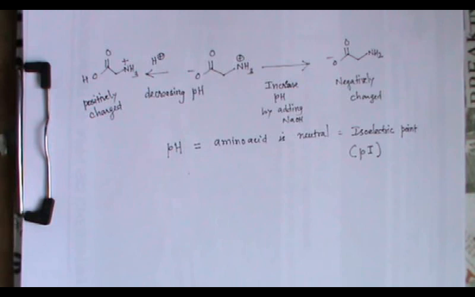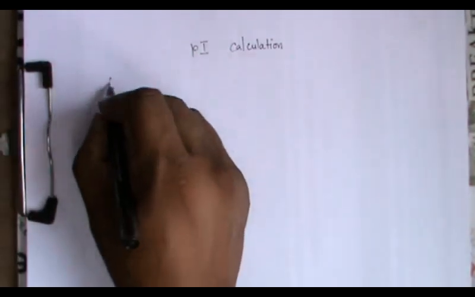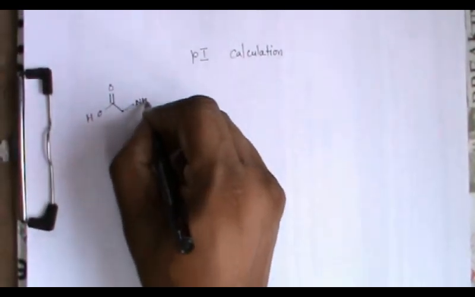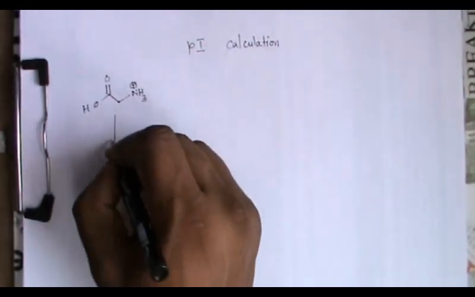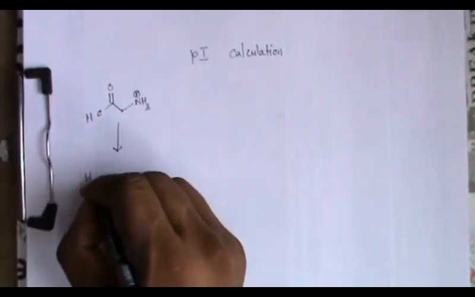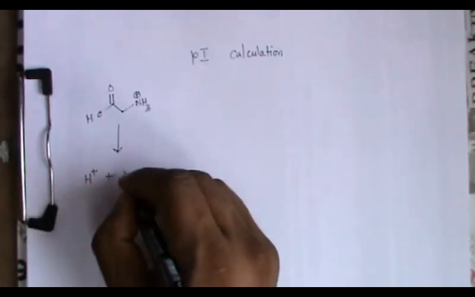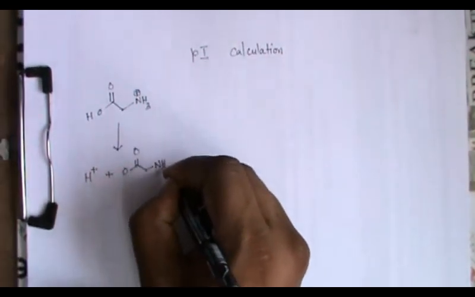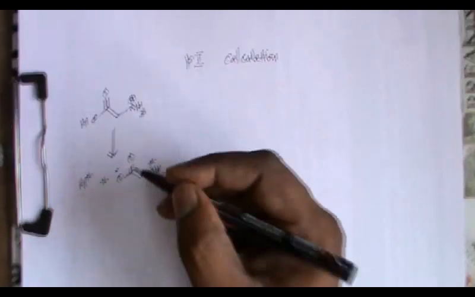Now the question is how to predict the isoelectric point. How to find out the pH at which the molecule or the amino acid will exist in the neutral form. We have seen that at lower pH it will exist like this. This can undergo dissociation to give H plus and the carboxylate anion. So basically this is the zwitterion.